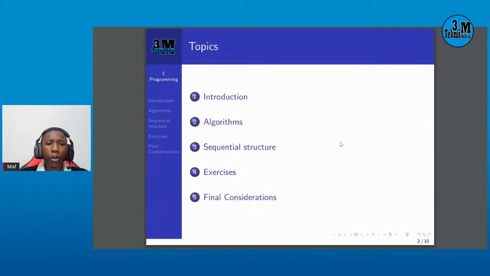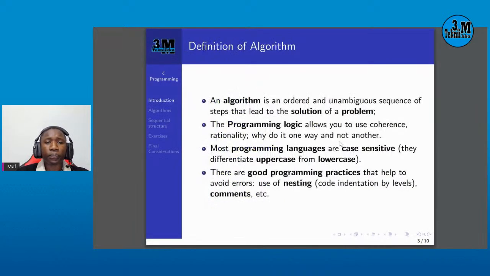For today, we have a very short introduction. Then we're going to talk about algorithms and the sequencing structure. Sequencing structure is the main point of this lesson, because this is one of the 3 most important things you should know about algorithms. And then we can solve some exercises.